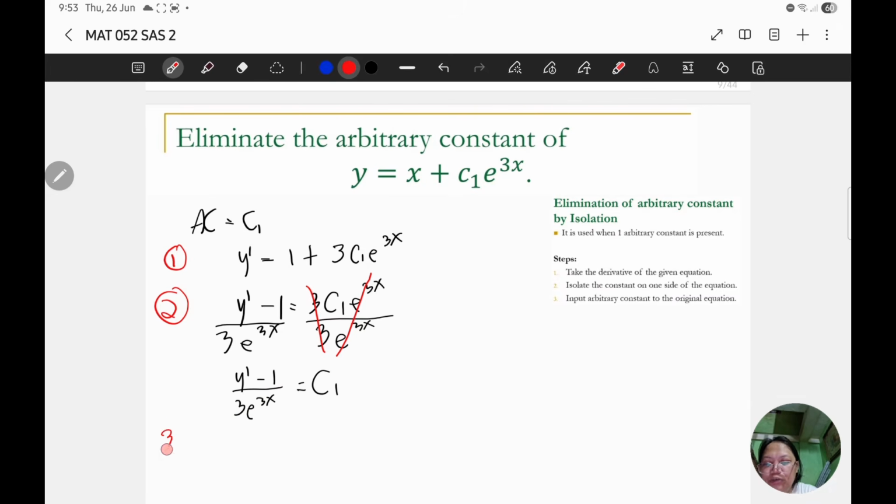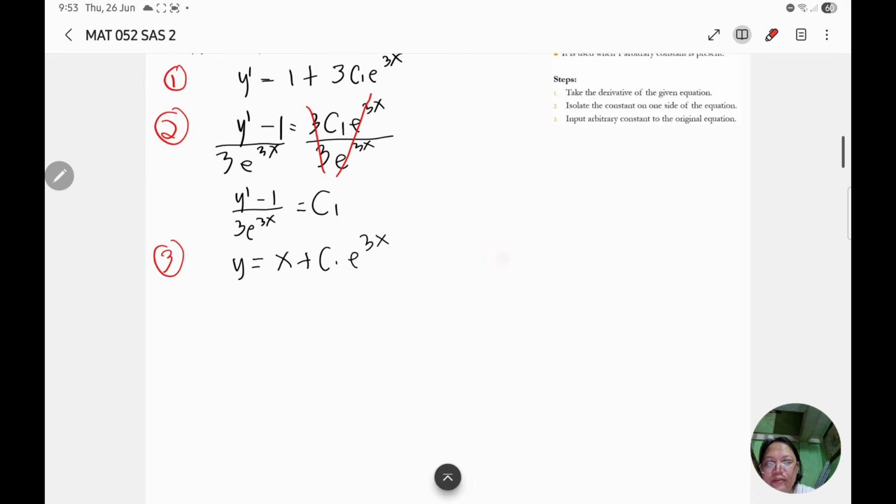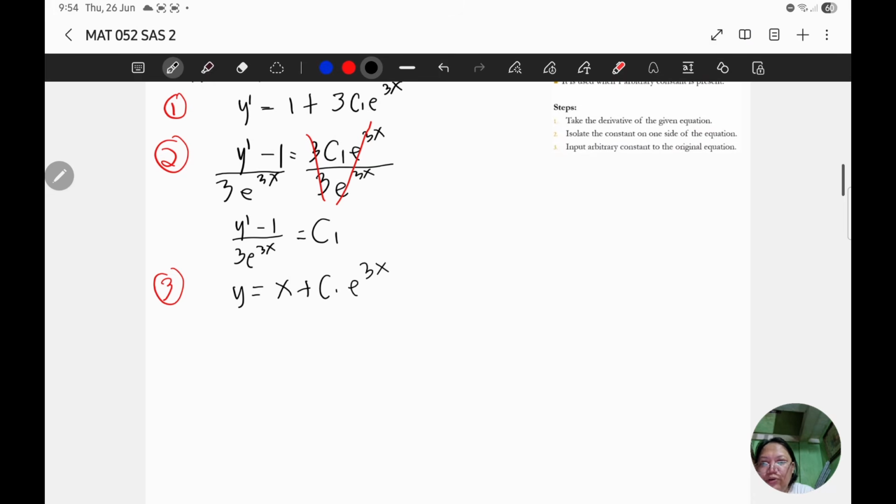And the third step is to input the arbitrary constant to the original equation. So what is our original equation? The original equation is y equals x plus c sub 1 e to the 3x. Then we will input the value of c sub 1. So y equals x plus c sub 1, which is equal to y prime minus 1 over 3 e to the 3x, then multiplied by e to the 3x.